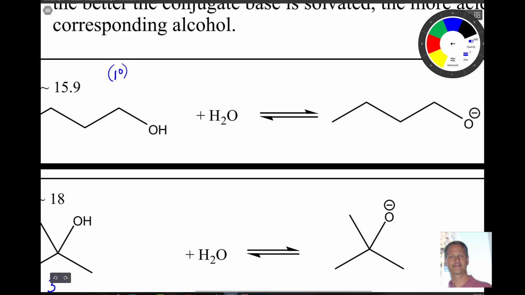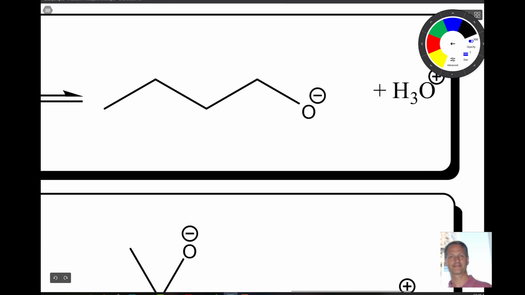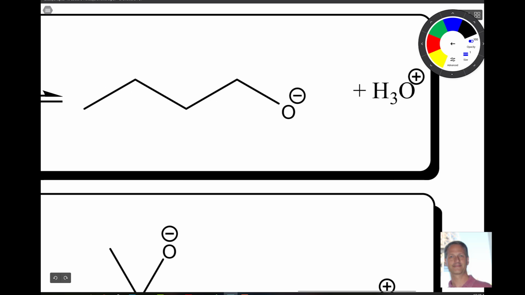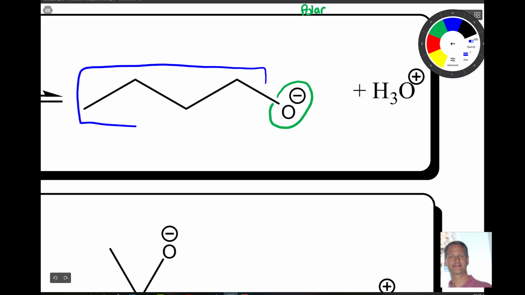So let's zoom in and talk about these two in a little more detail. This molecule really has two parts to it. It's got this part right here, and that part of the molecule is very polar. It's got a negative charge. And then it has this part of the molecule, which is non-polar, and we'll say this, nonpolar part.